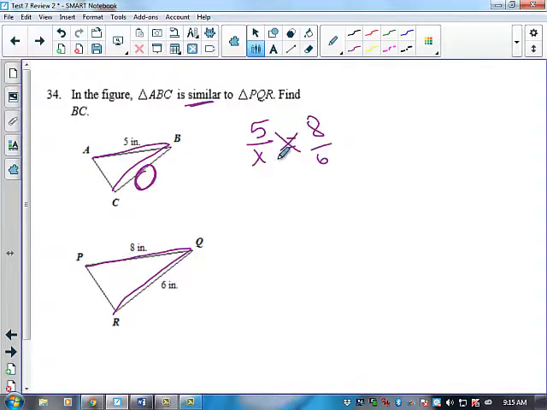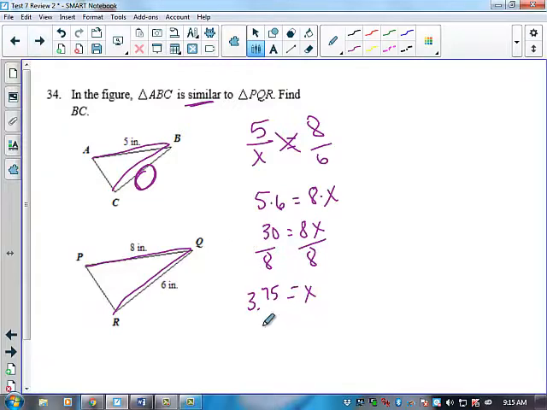And now all I have to do is take the cross product. So I have 5 times 6 equals 8 times x, 30 equals 8x, divide by 8 on both sides. So I have that x is equal to 3.75 inches.